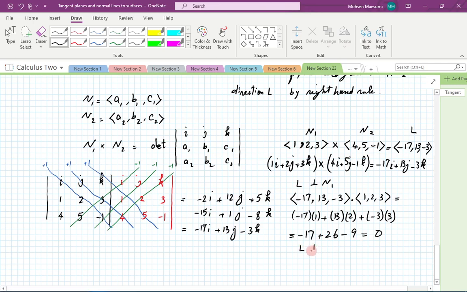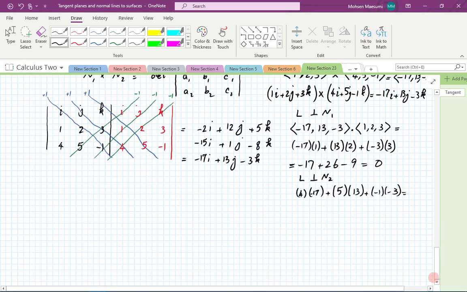Is L perpendicular to N2? You go ahead and check the same way to see that it is perpendicular. Let's do that quickly. So it's 4 times minus 17 plus 5 times 13, minus 1 times minus 3. What is that one? So this is going to be what? Minus 68 plus 65 plus 3, and bingo, that is also 0.